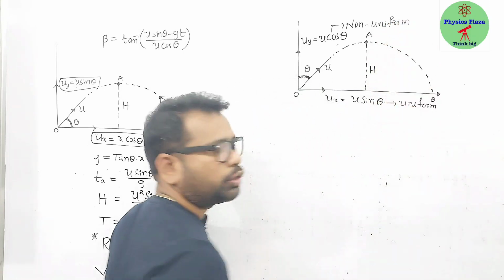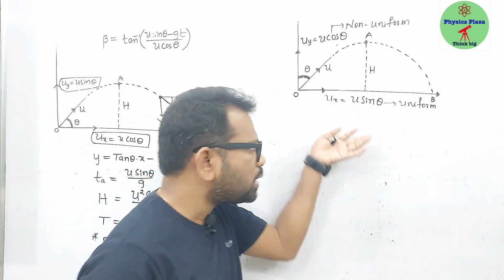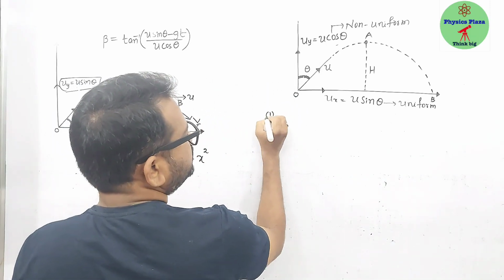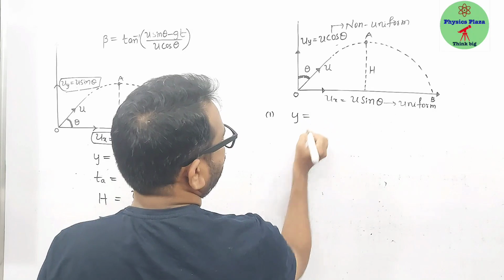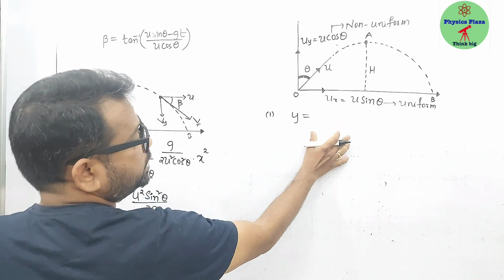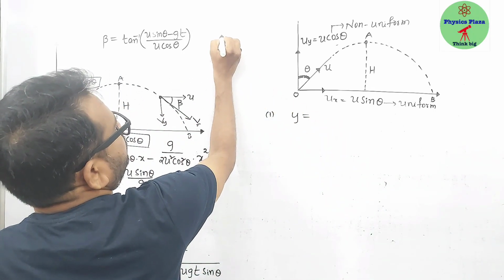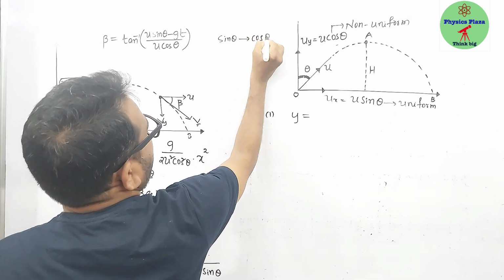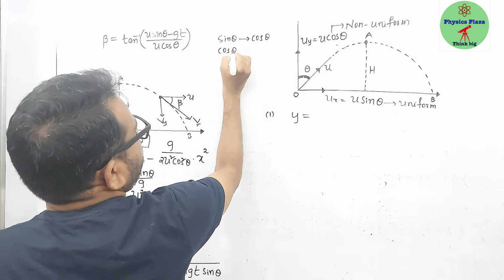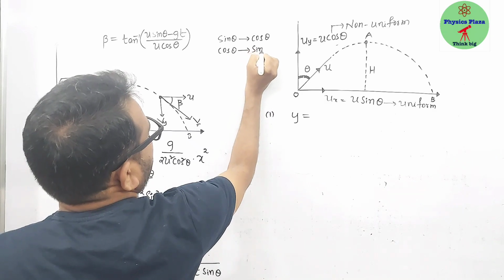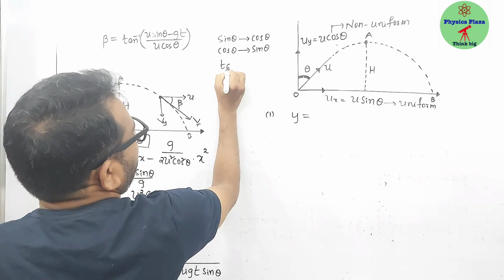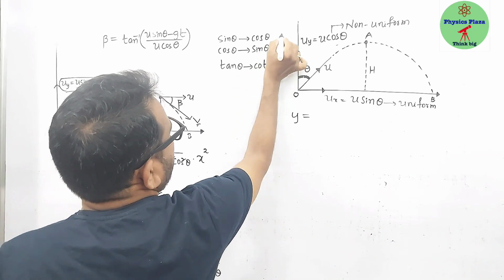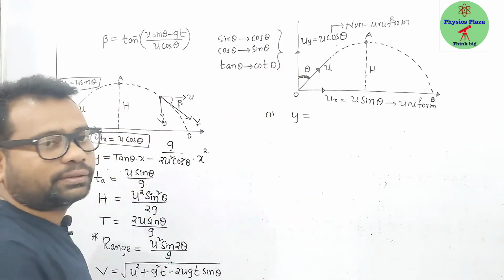Non-uniform means almost all parameters will get affected. Let us see. First, what is the trajectory equation? So y is equal to... children, in this case try to understand. As I said here, sin theta is going to be cos theta, and cos theta is going to be sin theta. Tan theta is going to be cot theta. This is very important. You need to understand this.